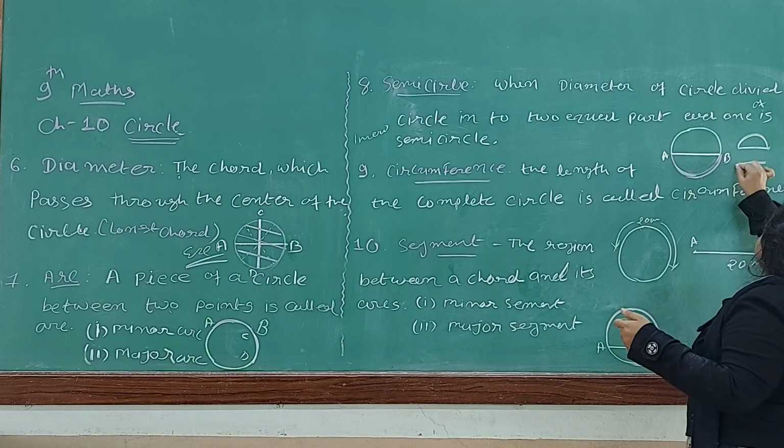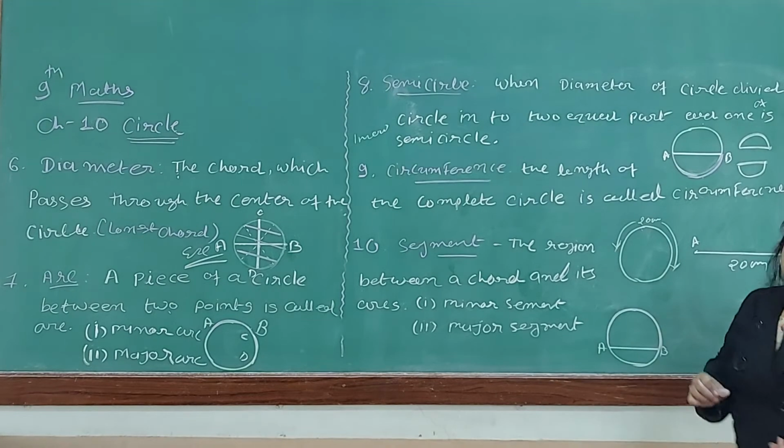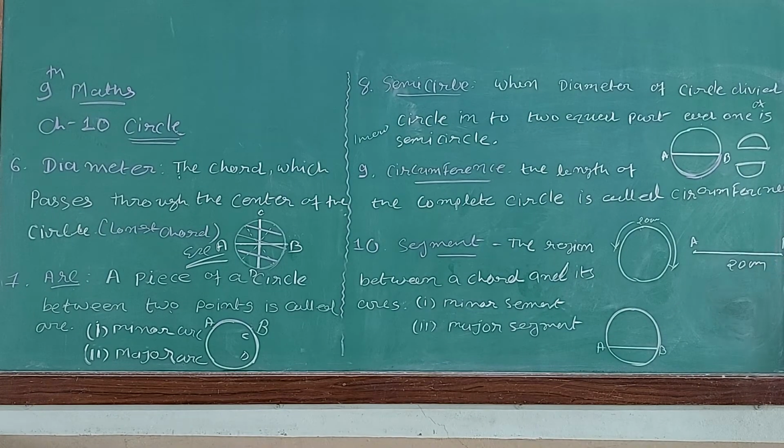So here purple color AB is also a semicircle, and green color AB is also a semicircle. This is also a semicircle, and this is also a semicircle. So when the diameter divides the circle into two equal parts, horizontally, vertically, you can cross anywhere, anyhow. But if the diameter divides the circle into two equal parts, each one will be known as a semicircle. Here is the example.